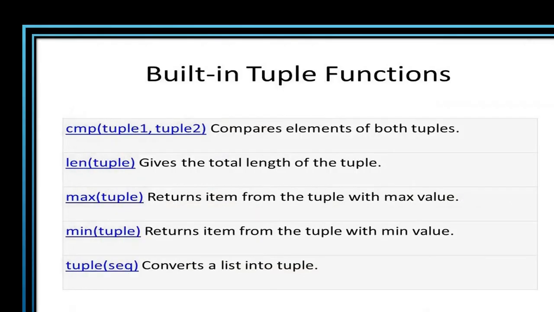Then built-in tuple functions. We have many functions in tuple, and I have listed a few here. cmp compares elements of both the tuples. len, already we have seen in the Python interpreter also, gives the total length of the tuple. max of tuple gives the maximum value in the given tuple. min of tuple gives the minimum value in the given tuple. tuple(seq) is a function to convert a list into a tuple.